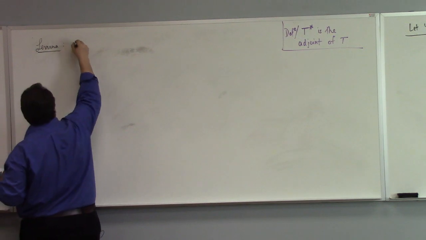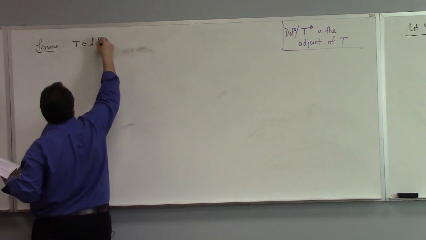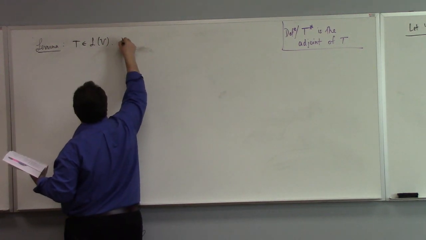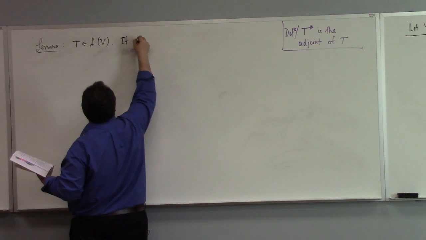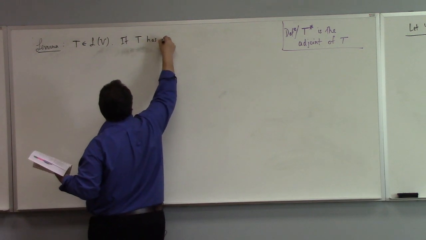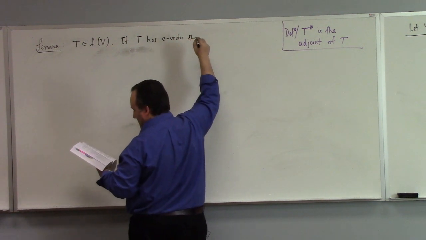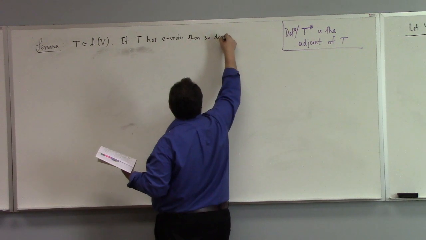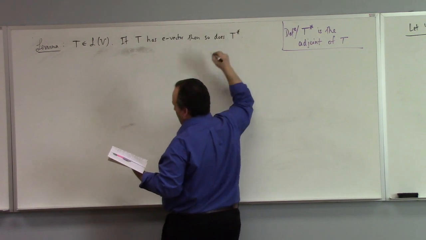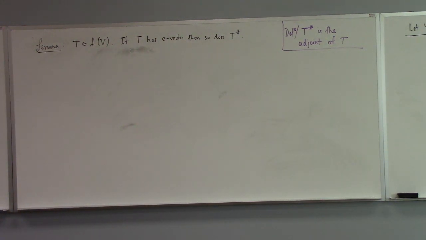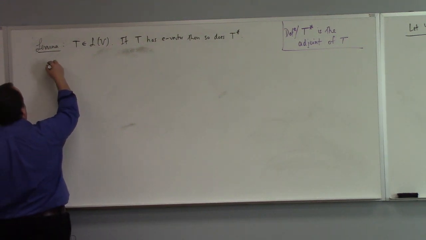It says if you have T, a linear operator on a finite dimensional inner product space, all right, if T has an eigenvector, then so does its adjoint. All right, so let's look at the proof of this.